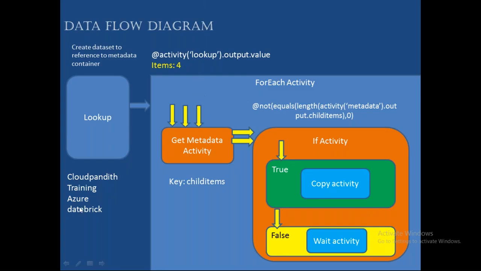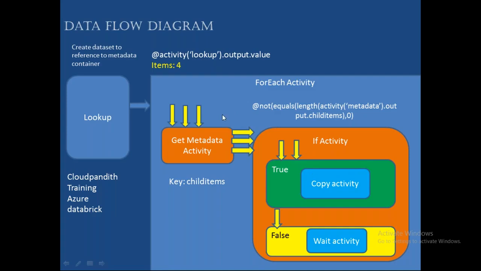The third iteration is I will pick the Azure container. In the Azure container, I will go and check whether I have any items. Okay, I have some items. Then those items I will pass to this if activity. In this if activity, I will check whether I have any files. Yes, I have files. Again, I will execute a copy activity.